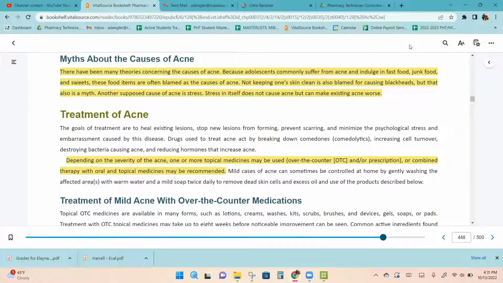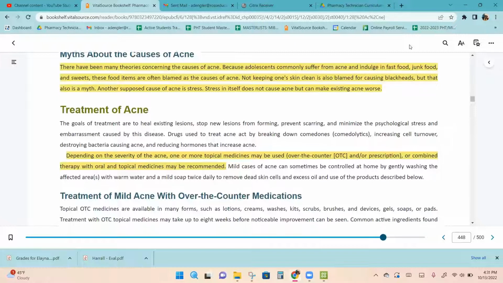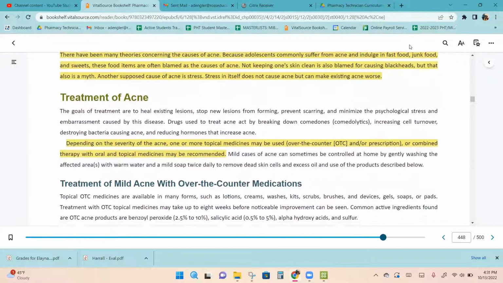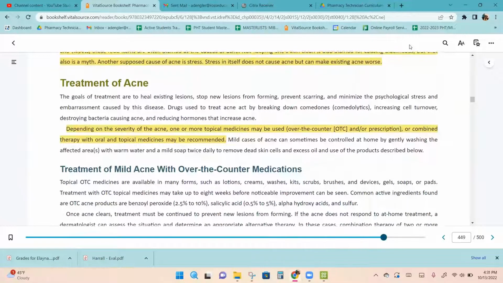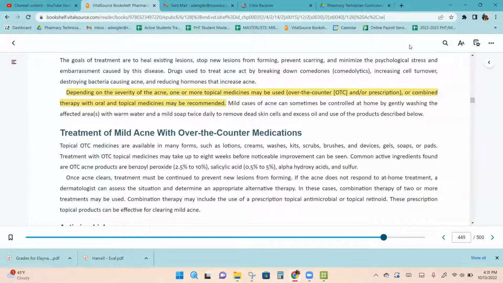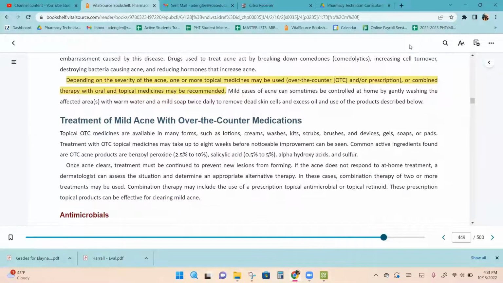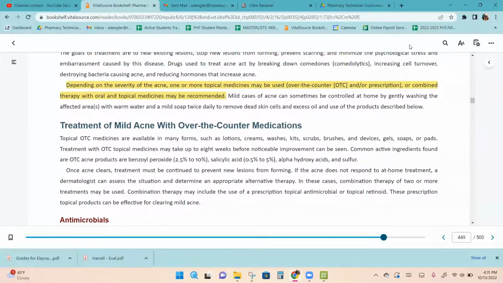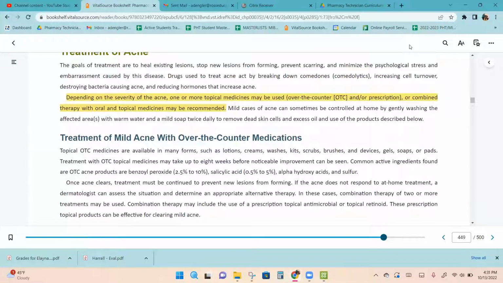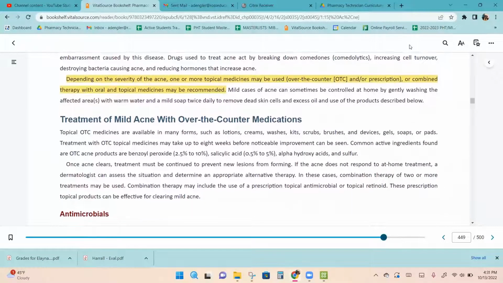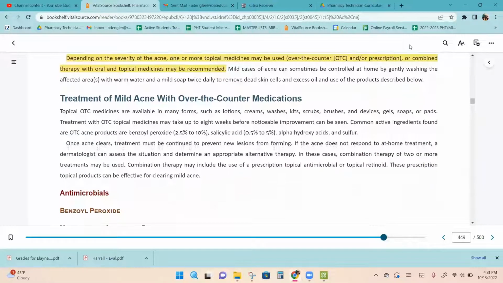Another supposed cause of acne is stress. Stress in itself does not cause acne, but can make existing acne worse. Depending on the severity of the acne, one or more topical medications may be used, over the counter and/or prescription, or combined therapy with oral and topical medications may be recommended.